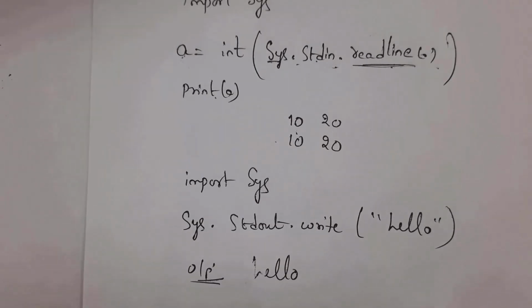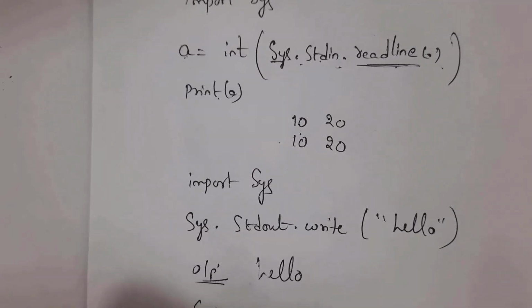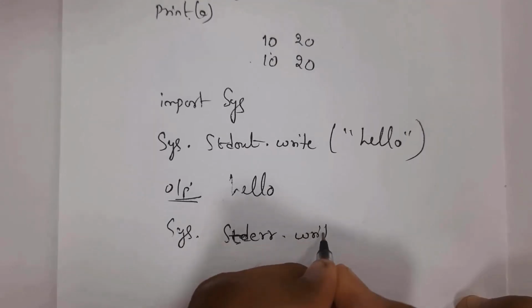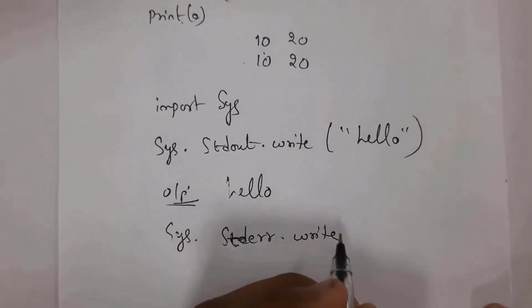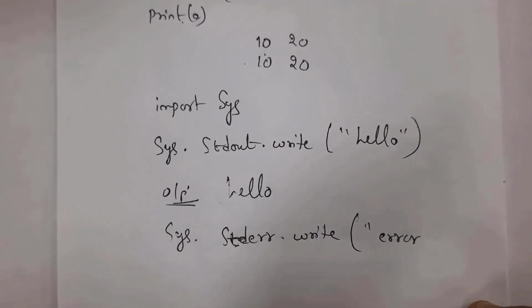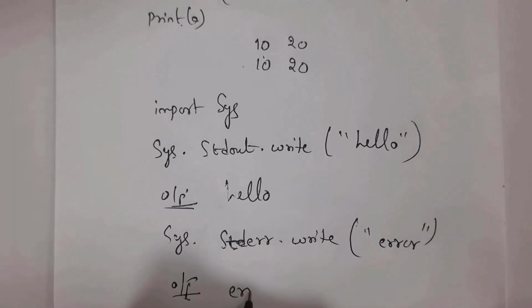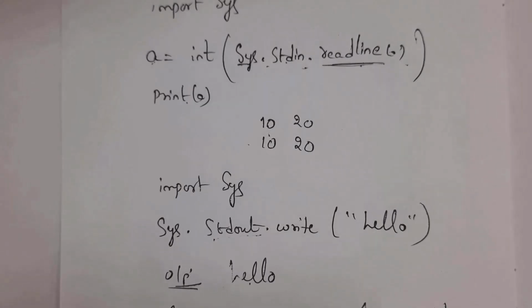Next I will explain what is the use of stderr, that is nothing but standard error. After importing sys, just write here sys.stderr.write. I want to display output, so inside write I am writing text. You can give any text. For example, I wrote here error. So whenever you run this line of code, you will get output error, in red color. And for stdin we need to use the readline method, whereas for stdout and stderr we need to use the write method.